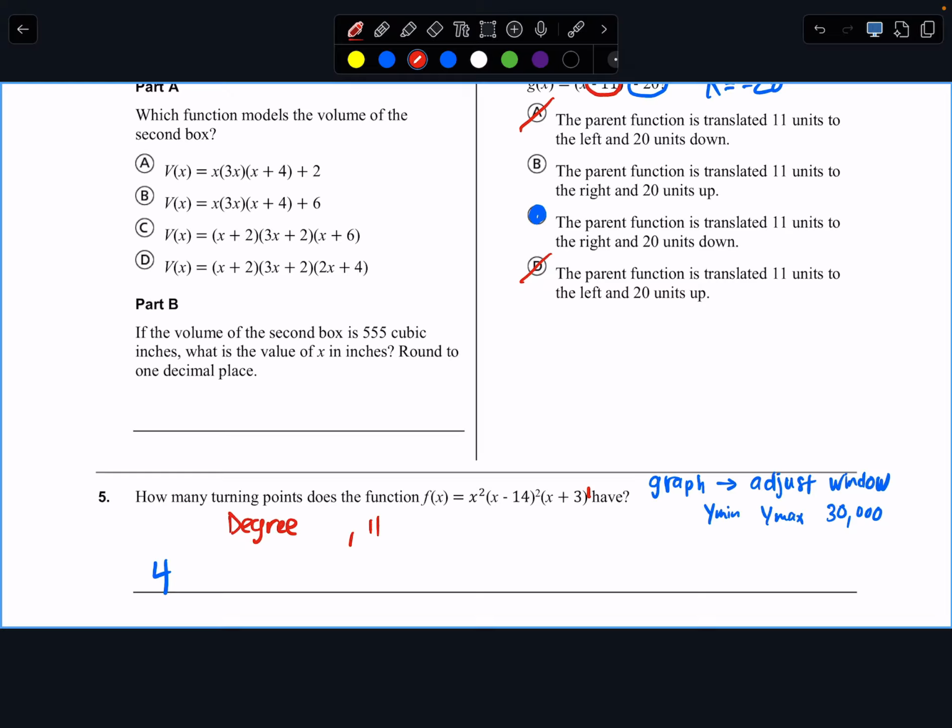Did you know the number of turning points is actually 1 less than the degree of your polynomial? That's in our notes. Okay? So, from that information, as long as you figure out the degree, you know how many turning points we have. Does that make sense?